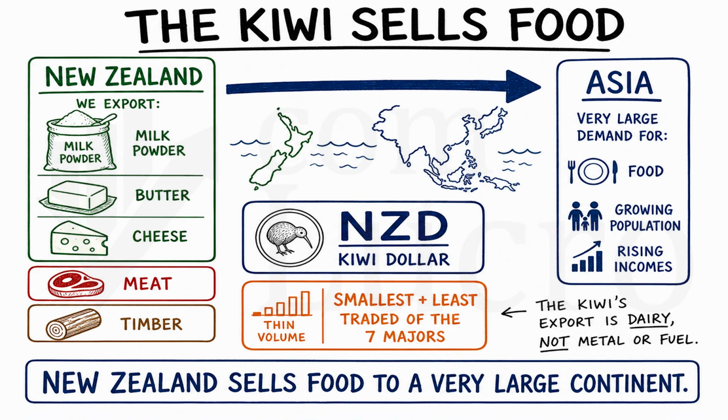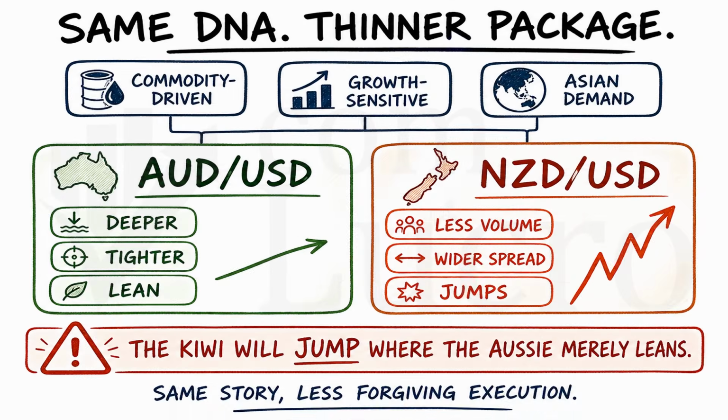Which brings us to New Zealand. And I'll be honest, this one surprises people. New Zealand's biggest export isn't a metal or a fuel. It's dairy. Milk powder, butter, cheese, shipped mostly into Asia. Add meat and timber, and you've got the picture. It's a small economy selling food to a very large continent, and the Kiwi is the smallest and least traded of our 7 majors. So the Kiwi has the same DNA as the Aussie.